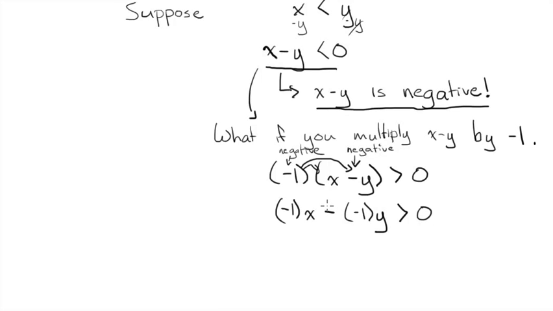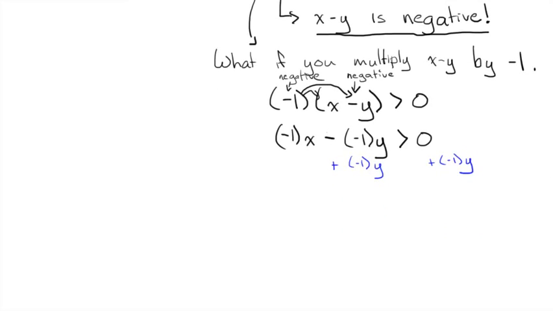So now what I'm going to do is add negative 1 times y to both sides of this inequality, which we know we can do. We're allowed to add anything to both sides of an inequality, and that doesn't have any effect. So it will cancel these two out. So I'll have minus 1 times x is bigger than minus 1 times y. So now I have this inequality.